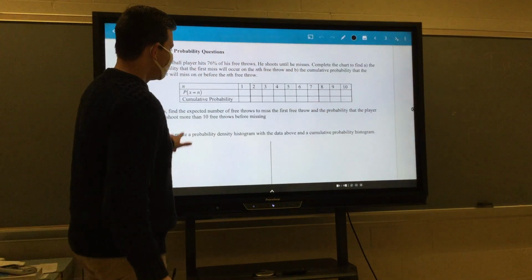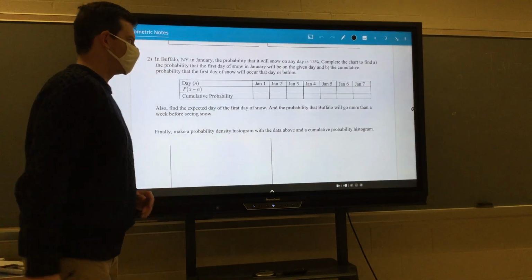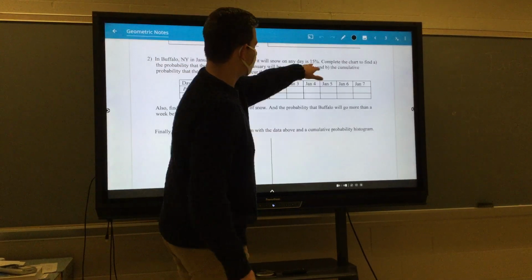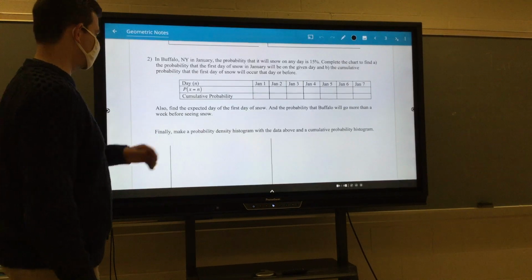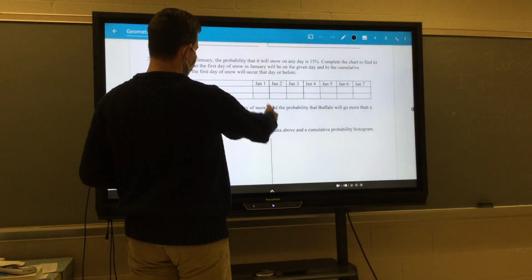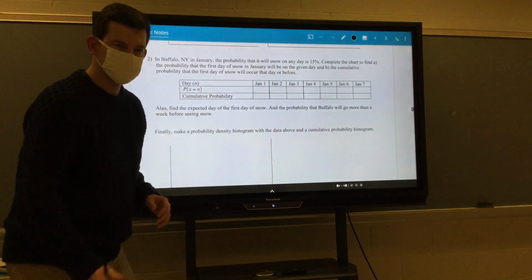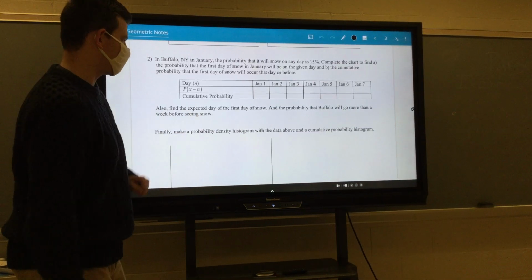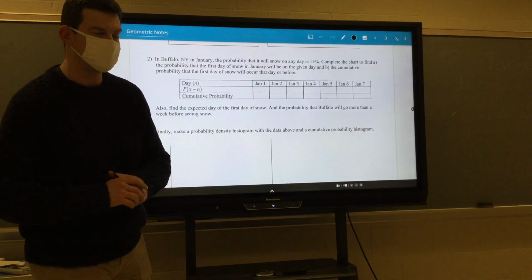Yeah? And then we have another question down here talking about winters in Buffalo, New York. Probability of snow on any given January day is 15%. We want to complete this chart. Will that first January snow occur on New Year's Day, January 2nd, 3rd, 4th, 5th, 6th, 7th, and so forth? Okay. Same type of setup, expected value, and then what's the probability it will go a week without seeing snow?